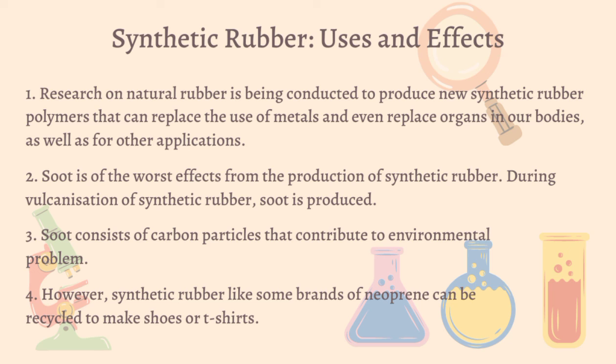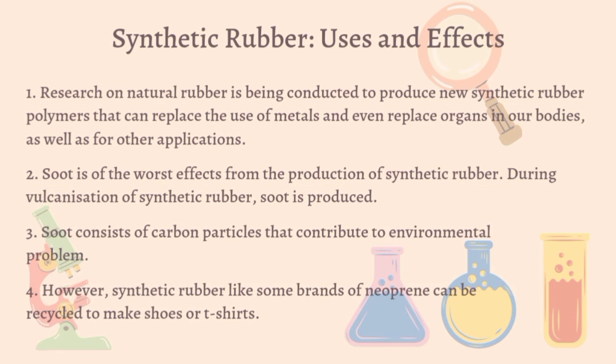Soot is one of the worst effects from the production of synthetic rubber. During vulcanization of synthetic rubber, soot is produced. Soot consists of carbon particles that contribute to environmental problems. However, synthetic rubber, like some brands of neoprene, can be recycled to make shoes or t-shirts.